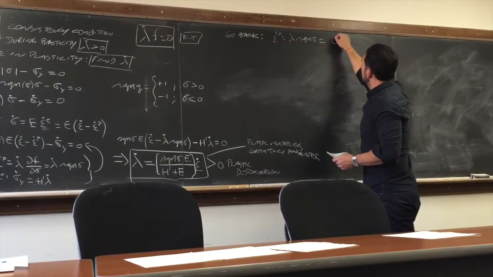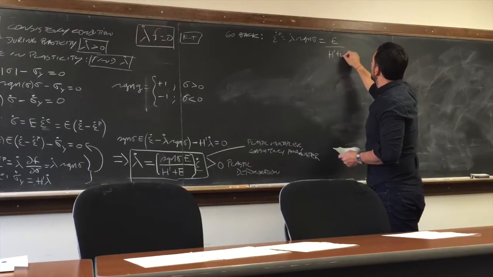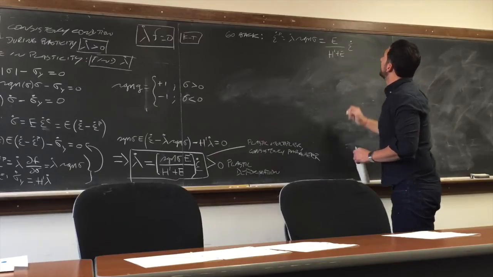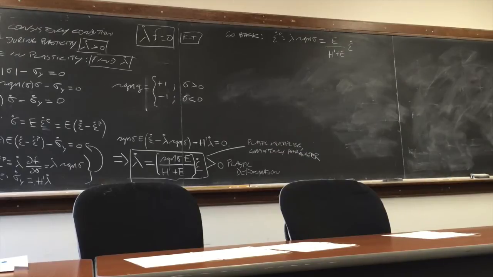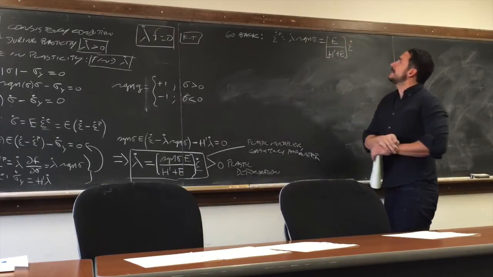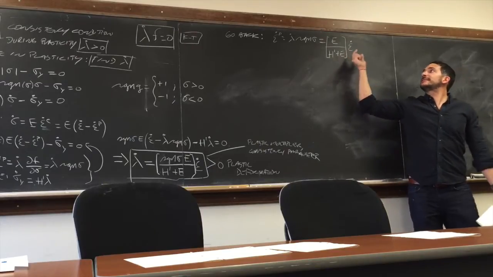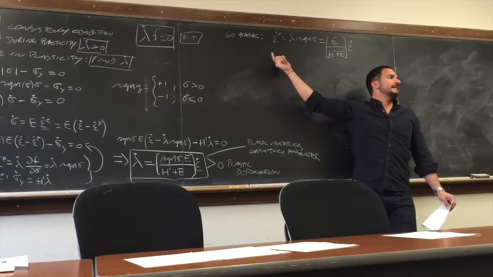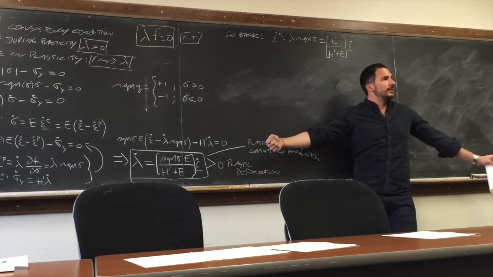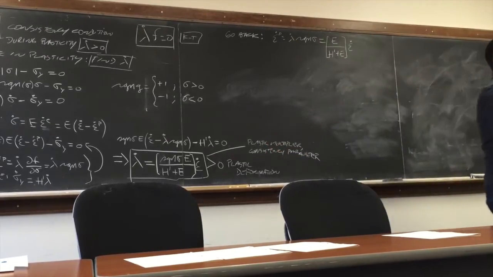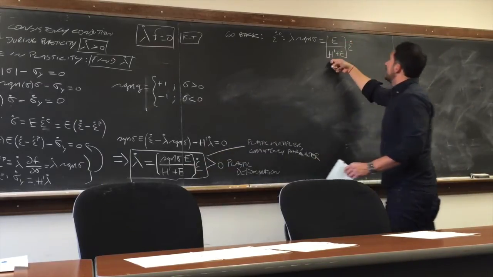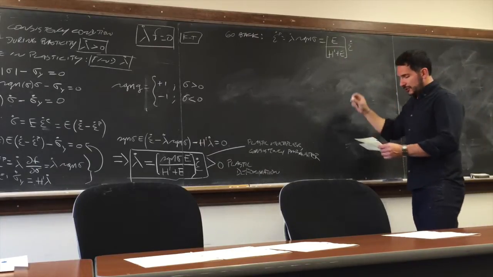So you get E over H prime plus E epsilon dot. So then it follows, right, that this is greater than 0, thing in parentheses, right? So the sign of epsilon dot is the sign of epsilon dot P, makes sense. If I'm pulling, total strain is pulling, I would expect my plastic strain rate to also be pulling. If my total strain rate is compressing, I would expect my plastic strain rate to be in the compressive direction. Okay, and again, just like we saw before, things scale depending on what H prime is. Okay, so that's that.